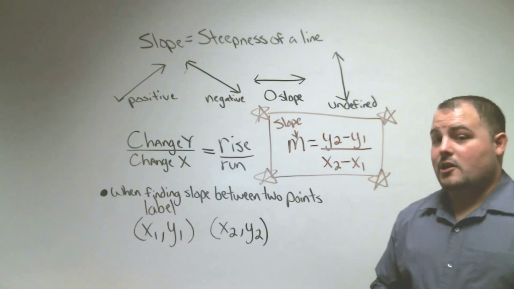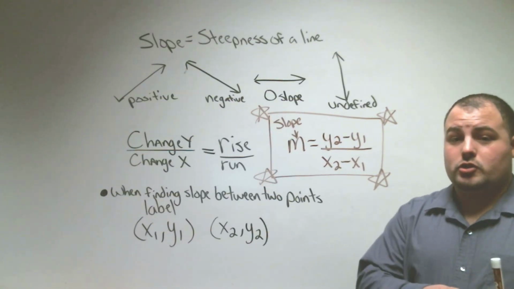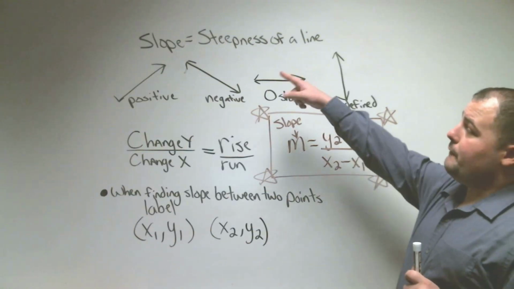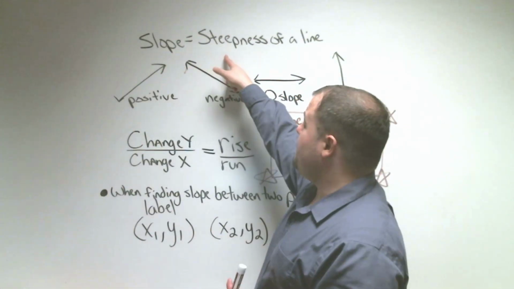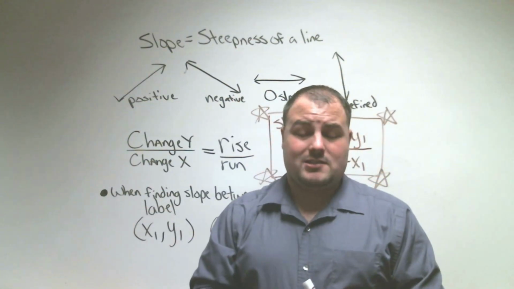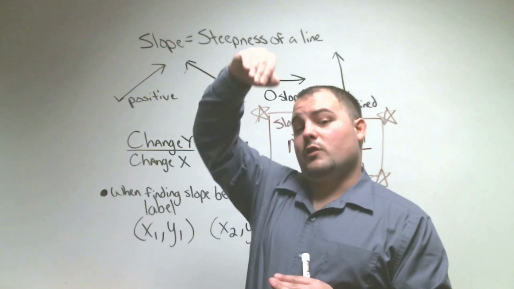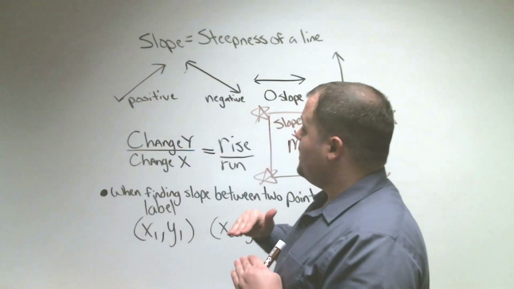Alright, so we got a lot going on this slide. So in this slide, it has all the notes that you should know about slope. The first thing you should know is the definition of kind of what slope is. Slope is the steepness of a line. So slope is how steep some line is. If you have a big slope, it's really steep. If you have a small slope, it goes up slow.